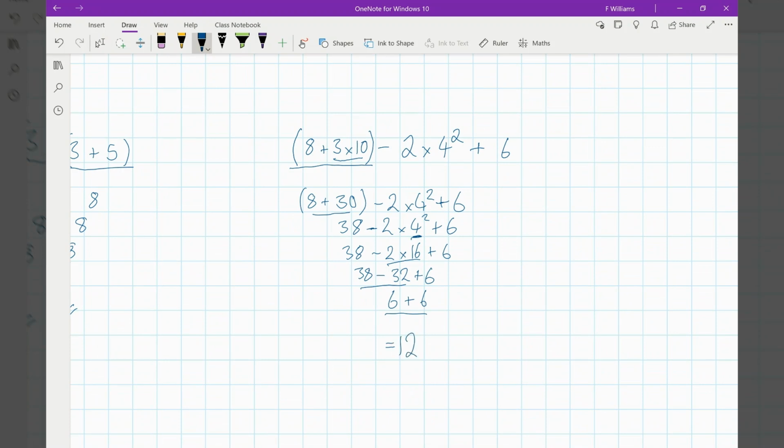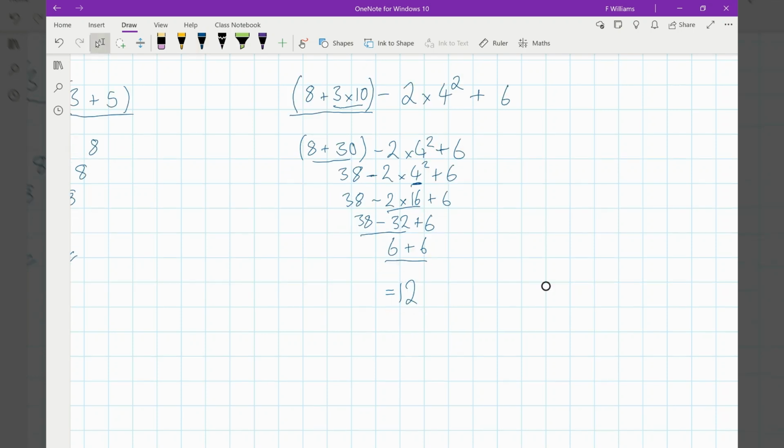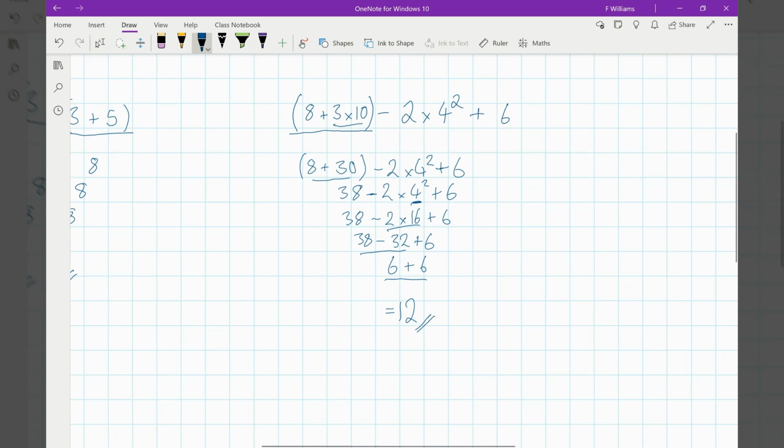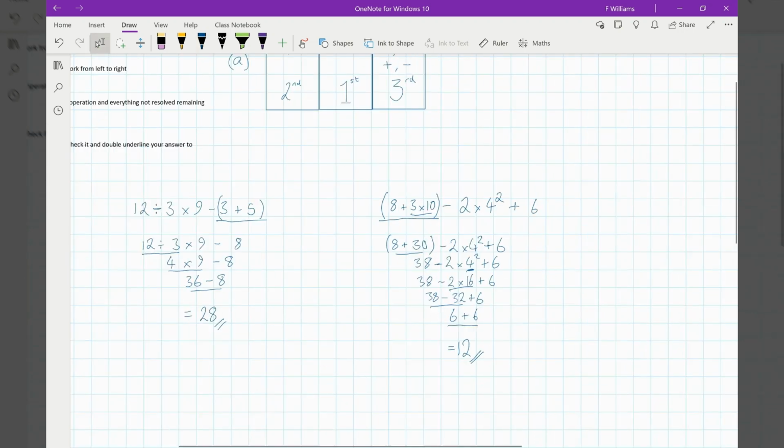I can check through. Am I happy that I did 3 times 10 correctly to get 30? Yes. Am I happy I did 30 plus 8 to get 38? Yes. Am I happy I did 4 squared to get 16? Yes. Am I happy that I did 2 times 16 to get 32? Am I happy that 38 take away 32 gives me 6? That's correct. And then 6 plus 6 is 12. So I'm just checking at each level, making sure I'm happy with my answer. And there we have it. Order of operations.